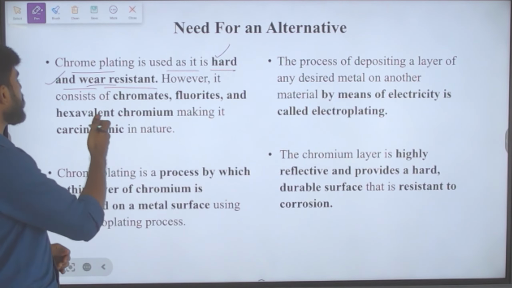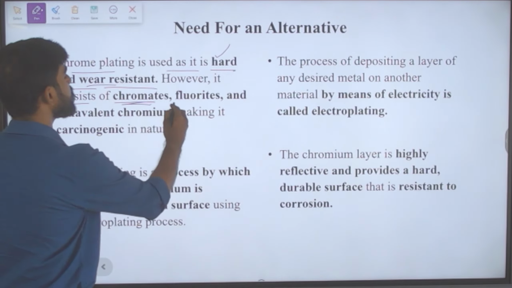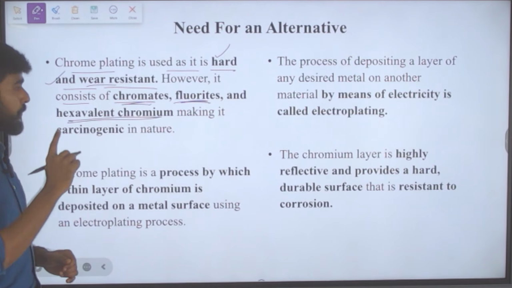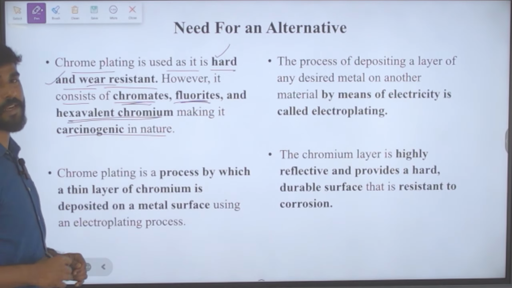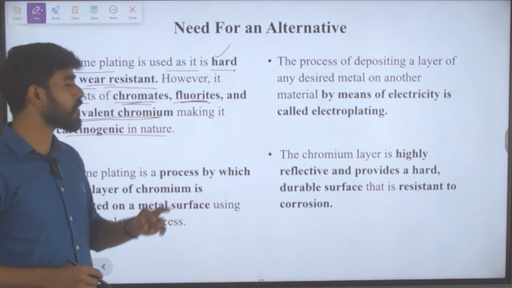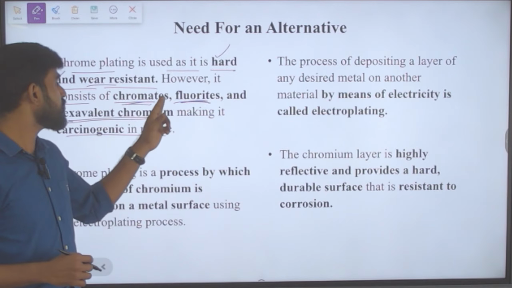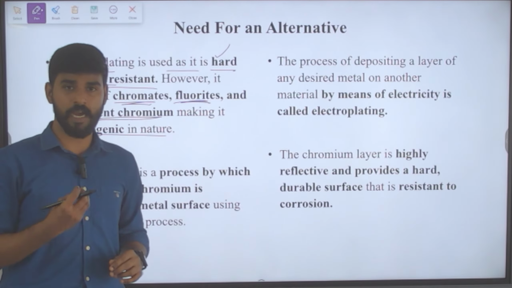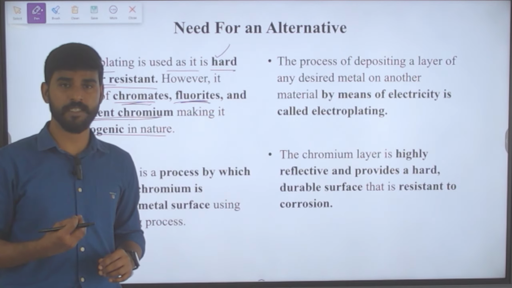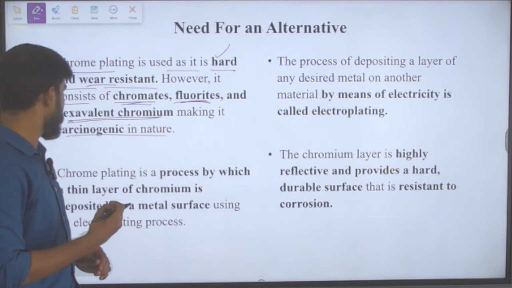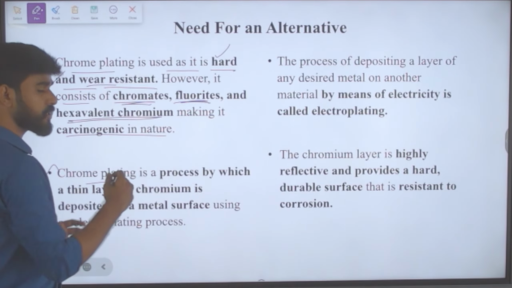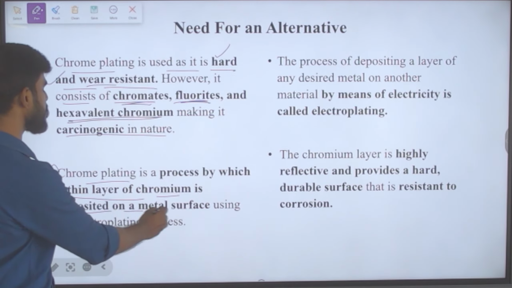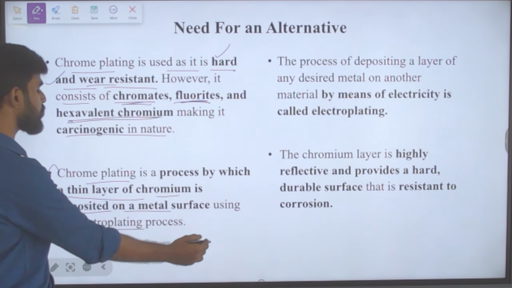However, it consists of chromates, fluorides and hexavalent chromium, making it carcinogenic in nature. So when we go for chrome plating, it involves the release of chromates, fluorides and hexavalent chromium, which are carcinogenic in nature. What is carcinogenic? Cancer causing. Okay, so what is chrome plating? It is a process by which a thin layer of chromium is deposited on a metal surface using an electroplating process.